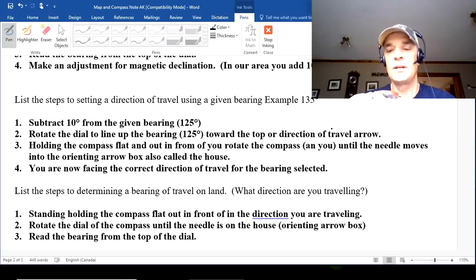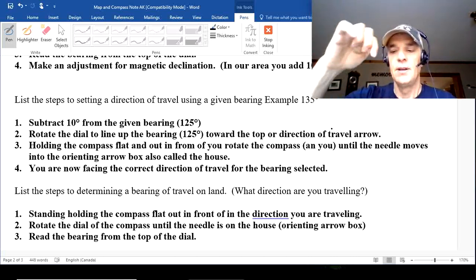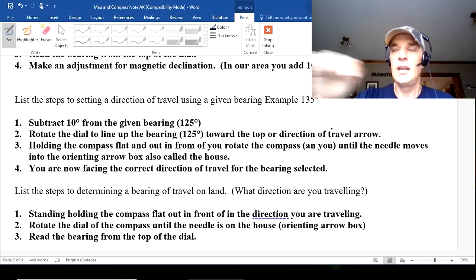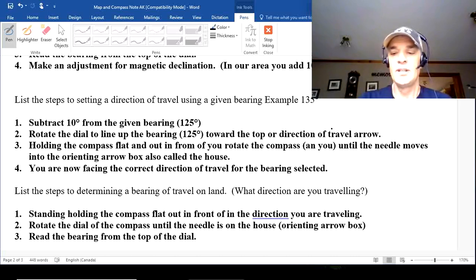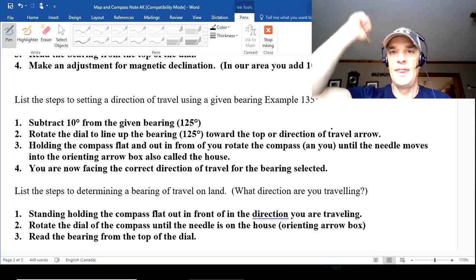And I can't show you this because if I don't hold this perfectly flat, it's not going to work. But you have to trust me that when I rotate this, the needle keeps pointing that way. The needle keeps pointing to north, but the compass rotates until I get the needle in the house. Once I have the needle in the house, that's the direction.